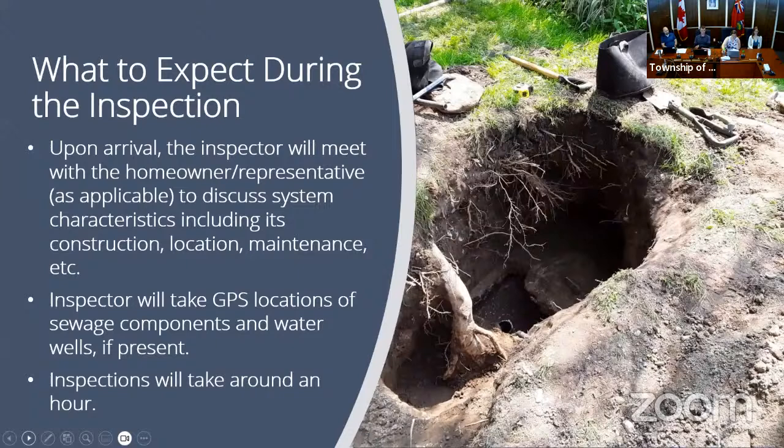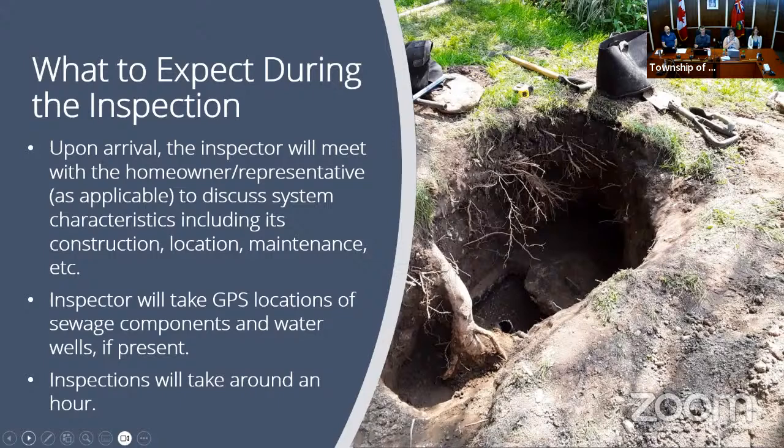So now we'll go to what to expect during an inspection. So upon arrival, the inspector will meet with the homeowner or representative potentially to discuss system characteristics. If it's not already dug and apparent in our walk between the driveway and the door, we may ask where the system is located, ask how many systems are on the property.